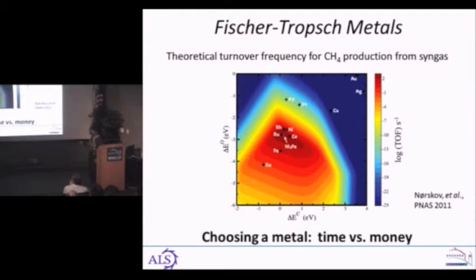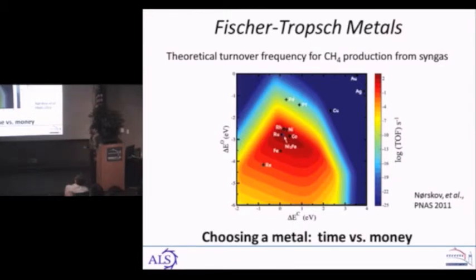The center of the volcano is sort of the optimum, where the products will desorb at an appropriate rate, but the production of methane is high. And you can see that cobalt is closer to the center of this volcano than iron is. And even closer is ruthenium, but ruthenium is prohibitively expensive, so we didn't go down that route.